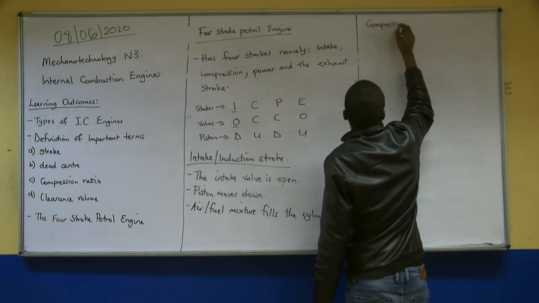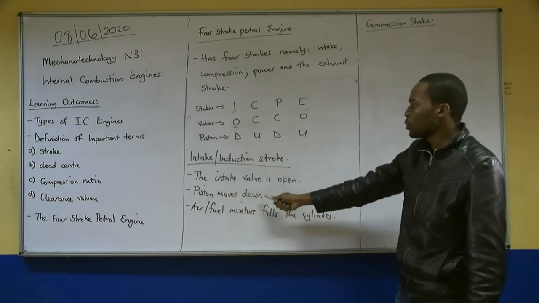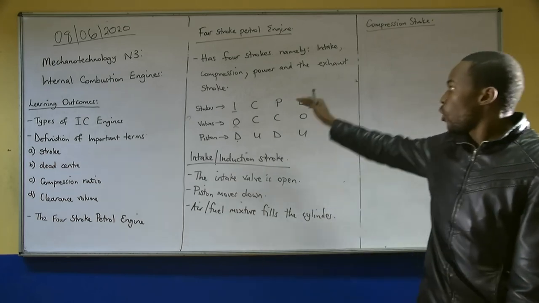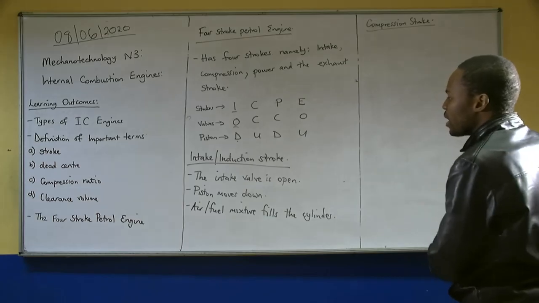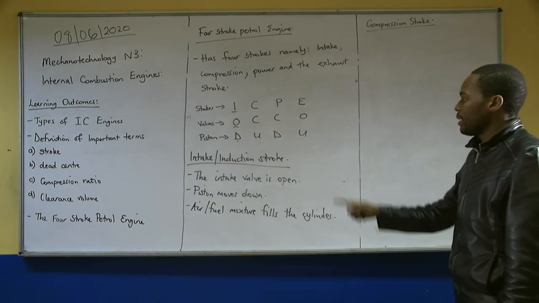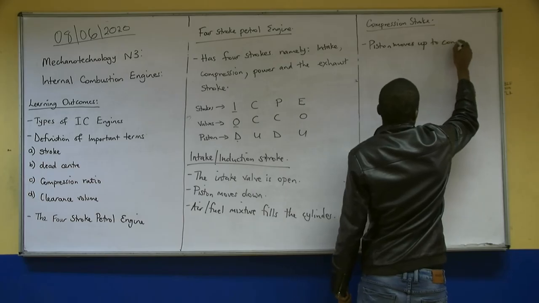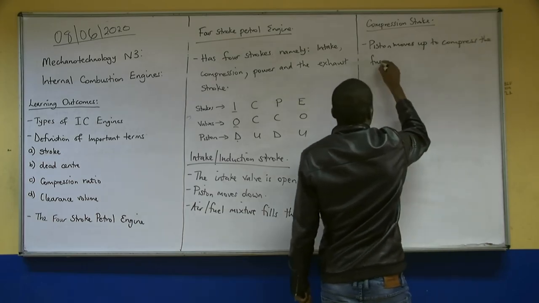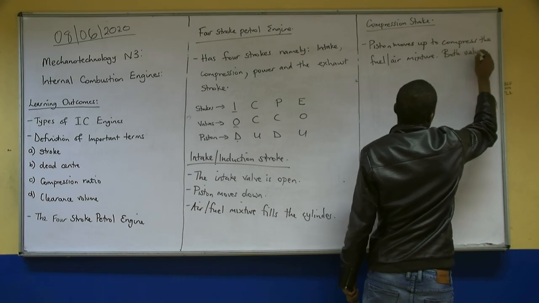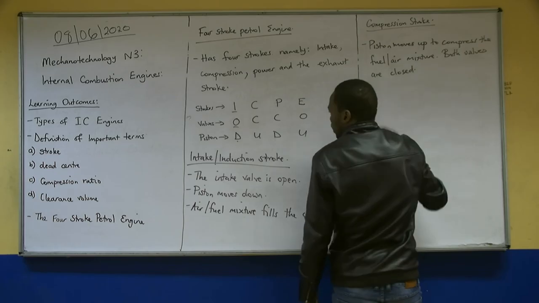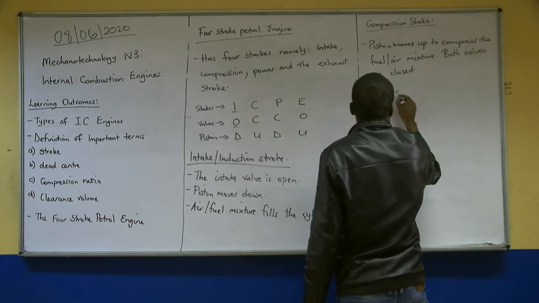Then we move on to the compression stroke. We said our piston moves down during the intake stroke. From the intake stroke, the next stroke will be the compression stroke. Our piston is now at its bottom dead center, so it will now move up to compress the fuel air mixture. In this case, both our valves, the intake and the exhaust valve, are closed.